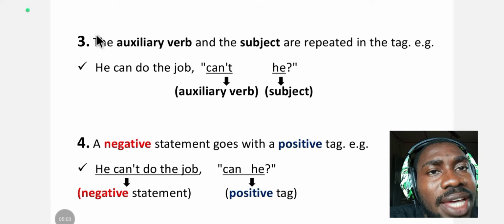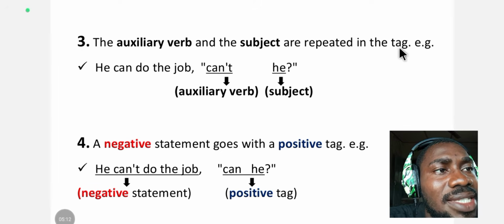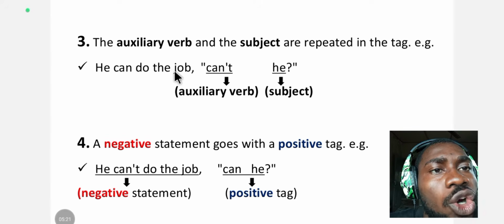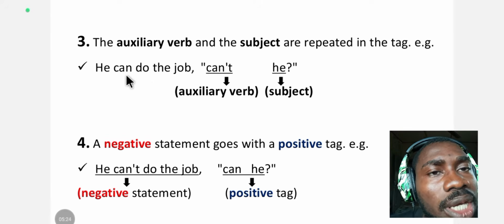Moving on. The third rule that governs disjunctive or tag question states the auxiliary verb and the subject are repeated in the tag. For example, he can do the job. This is the statement. What's the auxiliary verb here? The auxiliary verb here is can. That's the auxiliary verb. Can.